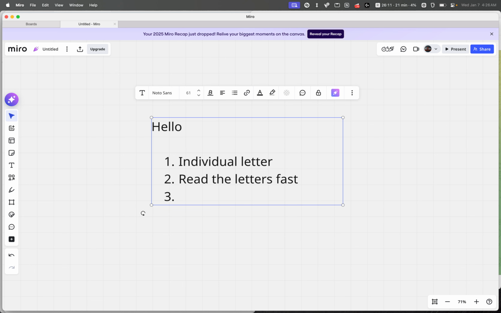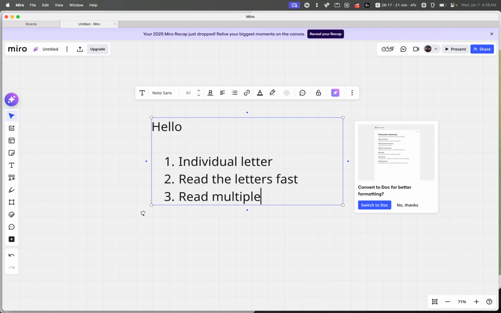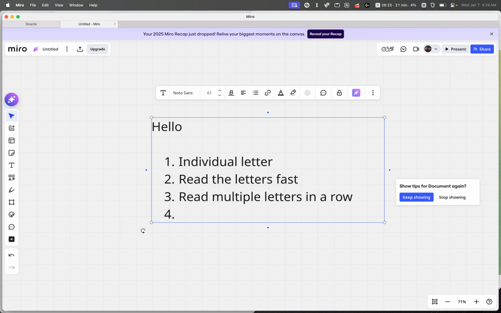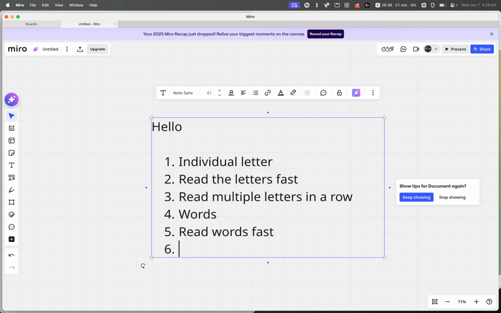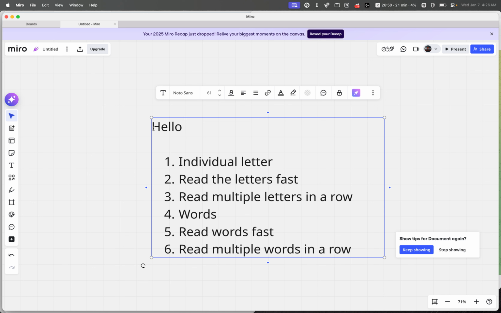Then we have to learn how to read multiple letters in a row. Then when you can read multiple letters in a row, you're able to read words. And when you can read words, you can read words fast, right? And then when you can read words fast, you can read multiple words in a row. Okay, so that's basically how you can read something.